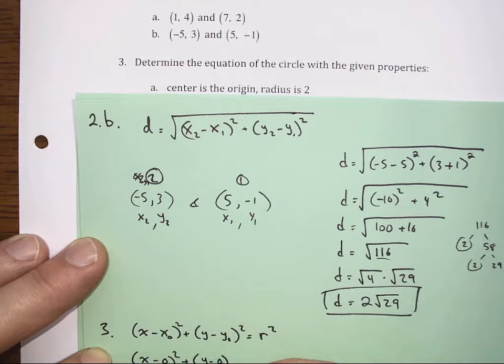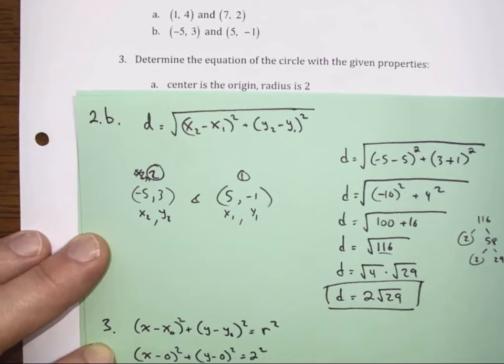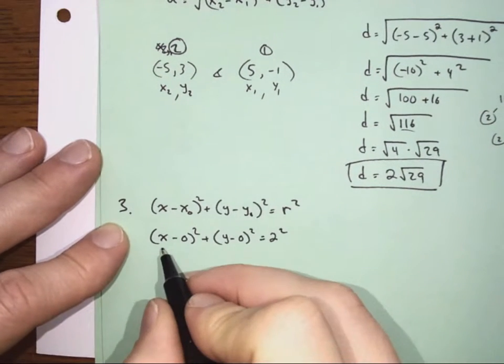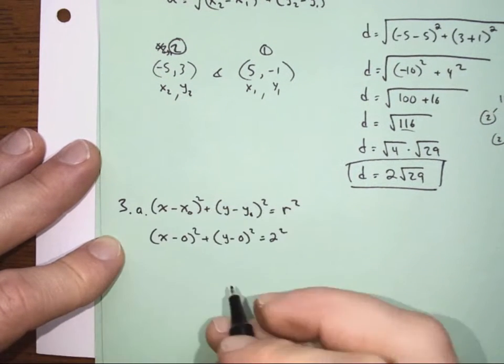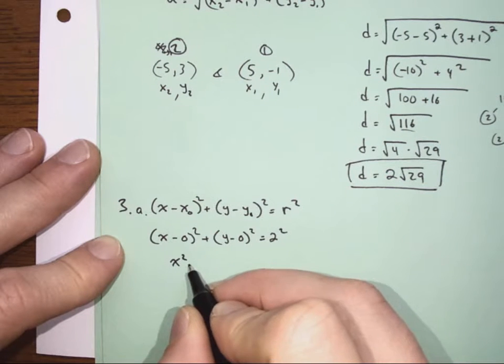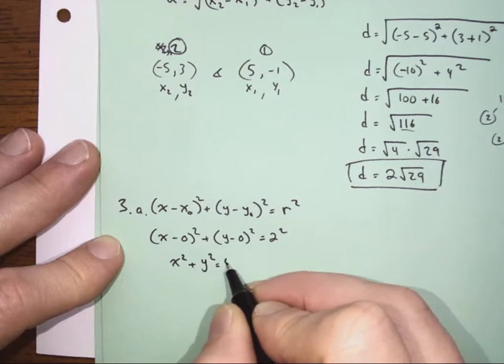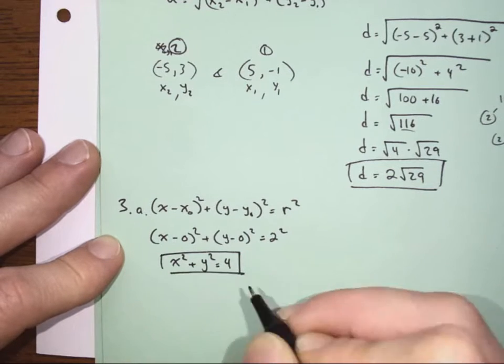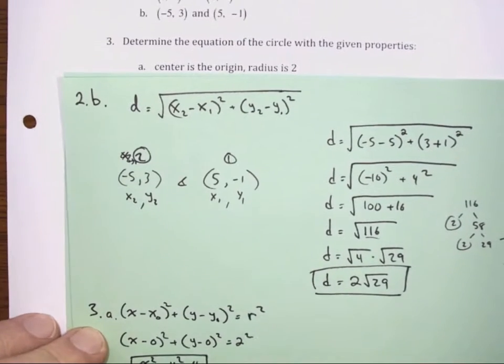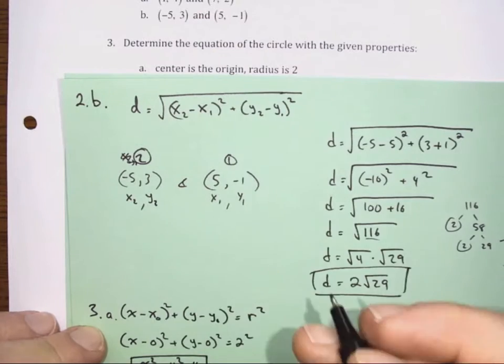Y take away 0, squared, and the radius is 2, so we're going to have 2 squared. Now, if I have x take away 0, well, that's x squared, and y take away 0 is just y, so I'll have y squared, and that's equal to, well, 2 squared is 4. And that's the equation of our circle that has a center at the origin with a radius of 2.